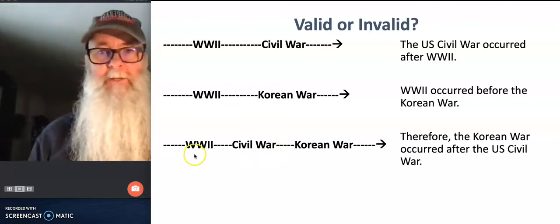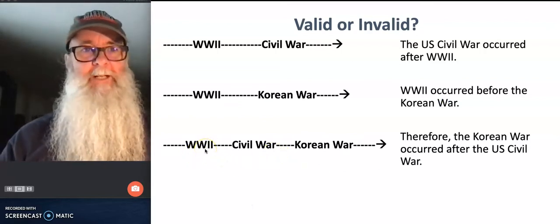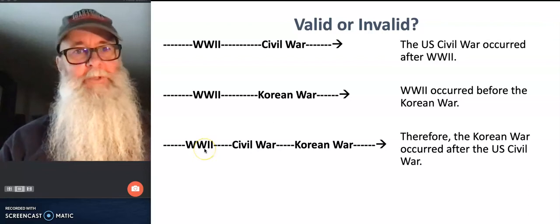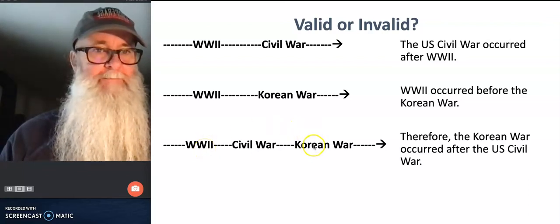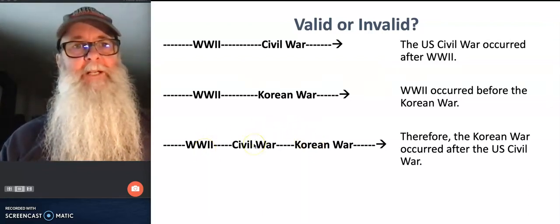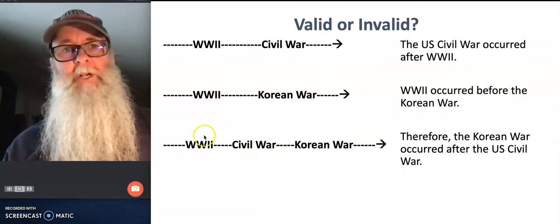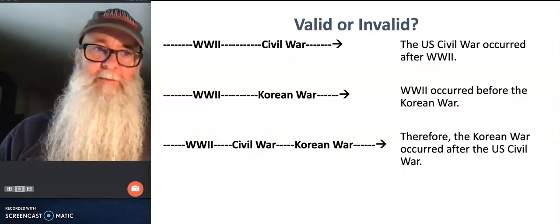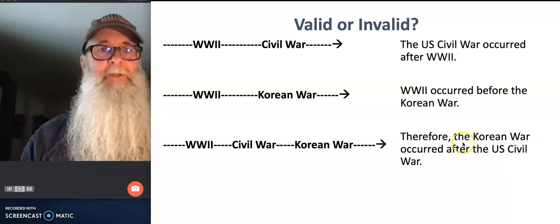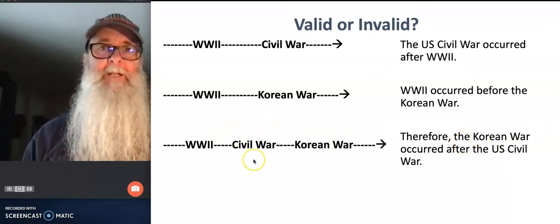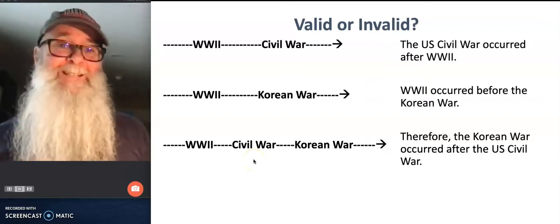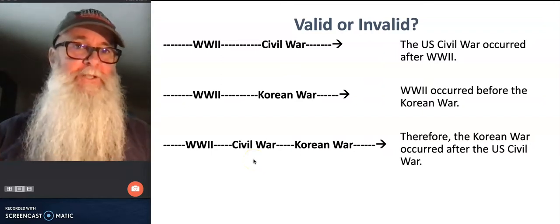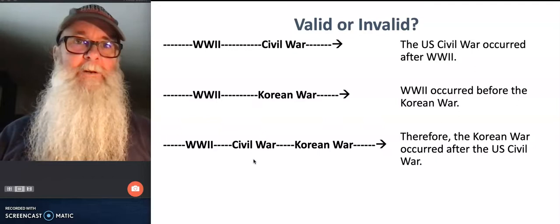So maybe I could do something like this. I could put World War II here at the very beginning. That shows that World War II occurred before the Korean War. And I could put the Civil War here, and that shows that the Civil War occurred after World War II. And it does seem to show, therefore, that the Korean War occurred after the Civil War. Okay? So the conclusion seems to follow if I arrange these three wars in this order.